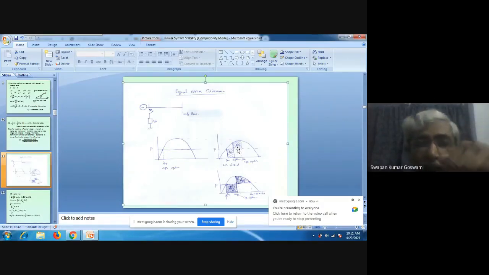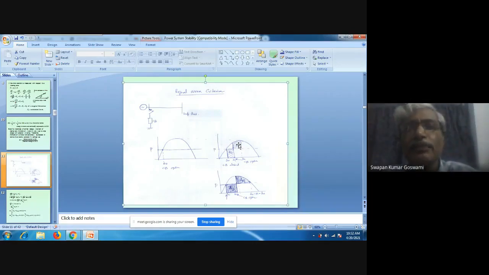So there is less input, more output. From where will the output be given? Obviously, it is being given from the stored kinetic energy. That's why the speed of the generator is decreasing. But as the speed of the generator is decreasing here and still output is more than input, the speed will decrease further. It will go below synchronous. As it goes below synchronous, what will happen?